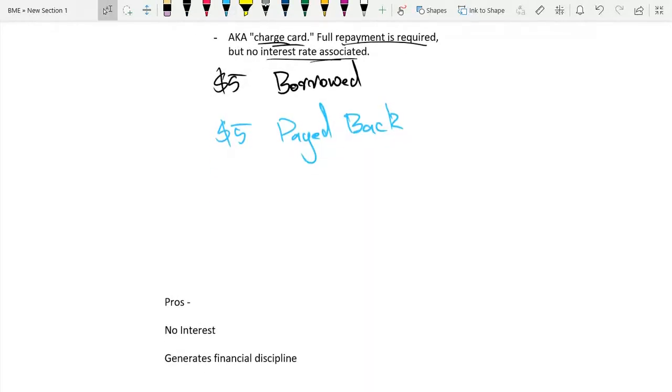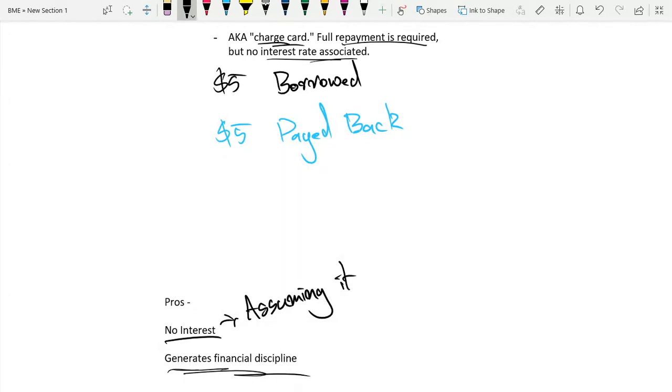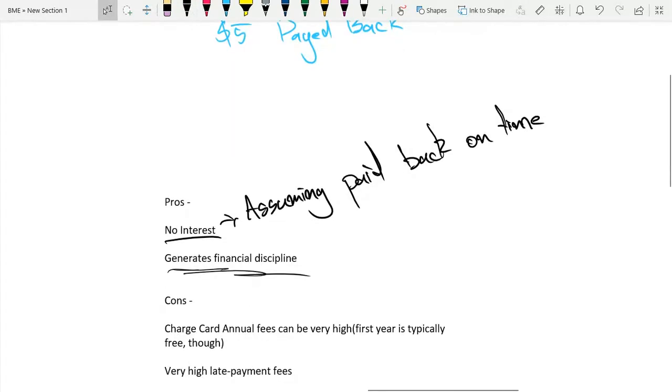So the pros are no interest, and it can generate financial discipline. But this no interest is assuming it is paid back on time. If it is not paid back on time, the fees can be very high, even higher than revolving credit. Much higher. It's really not good. This form of credit is also not commonly used nowadays. And it generates financial discipline because you have to pay your things back on time.